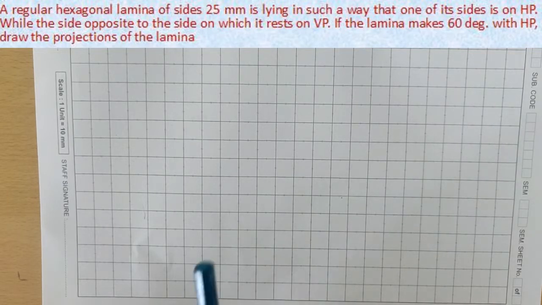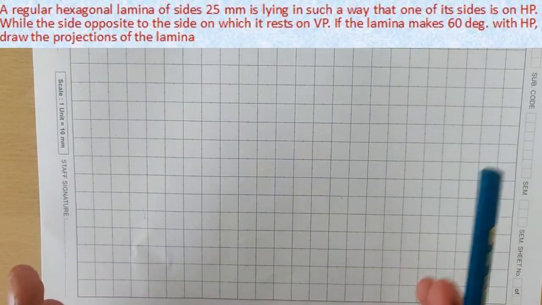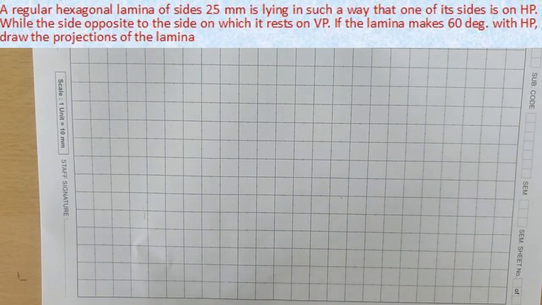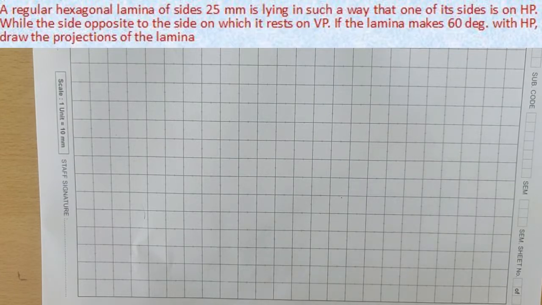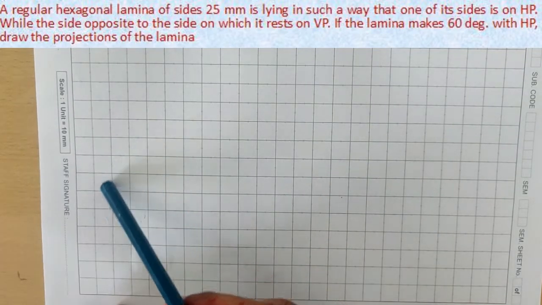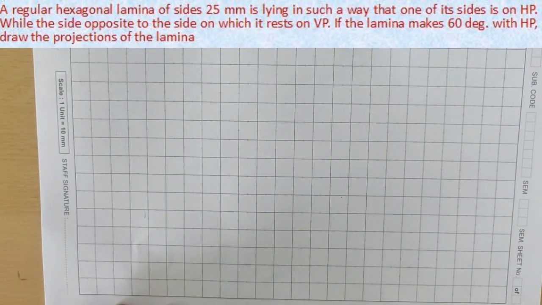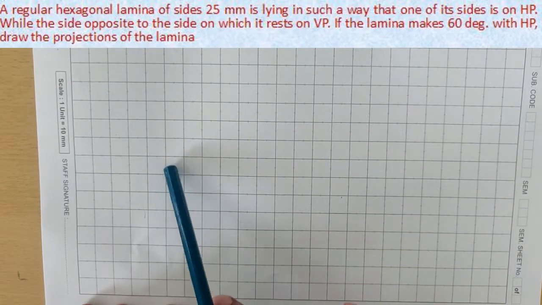As I told, let us divide this problem into 3 different segments. First, is it an edge condition or a corner condition? Parallelly, we will also check for VP or HP. So read the first statement: one of its sides is on HP. Since a side is given, it is an edge condition. Since it is placed on HP, you need to draw the hexagonal lamina below the XY line. Simple. So, edge condition below the XY line.